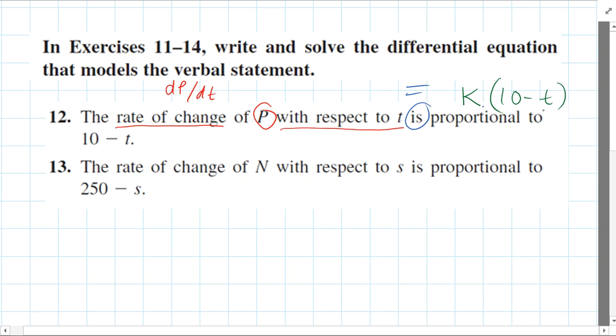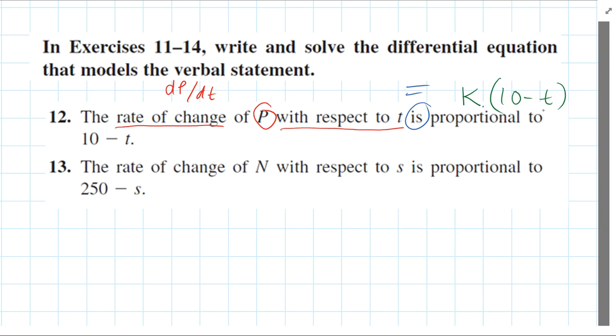You're going to go off and separate the variables and integrate. Remember, K is a proportionality constant. That means it is a number. It does not have a variable. It is a number. It's the coefficient. Got it? All right. So all I wanted to do on this one was set it up for you. You go solve it, and then y'all can set up the other one on your own, right?